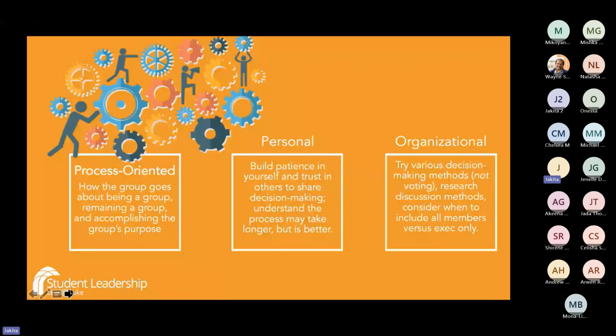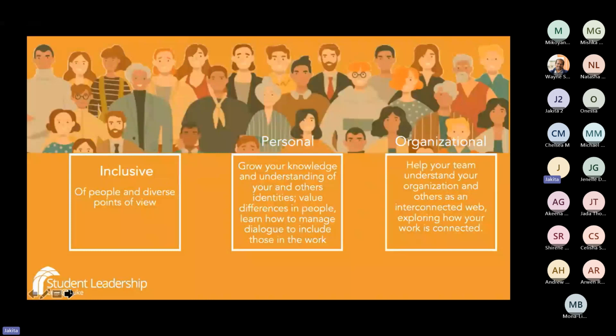The relational leadership model also defines that good leadership is inclusive of people and diverse points of view. As an individual, you can continue to grow your understanding of your own and others' identities, practice valuing differences in people, and learn how to manage dialogue when people have differing viewpoints. At the organizational level, help your team see your group and others as part of an interconnected web. How are your missions and work connected? How do the actions of one group impact or influence the other? The more we understand how all of our work is connected, the more inclusive we can be of other groups in that process.